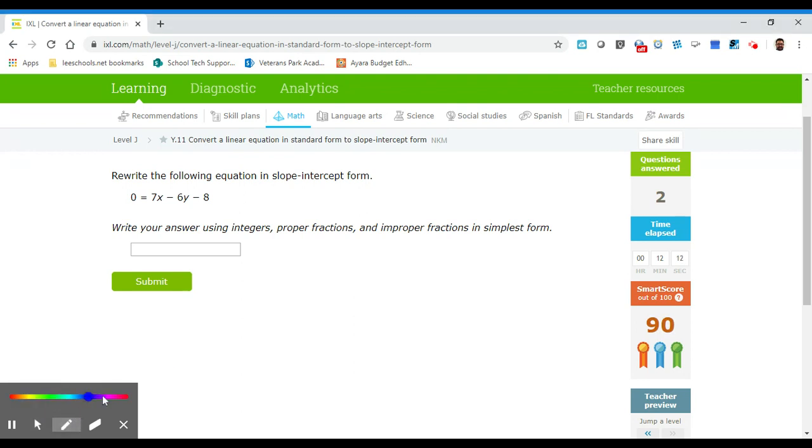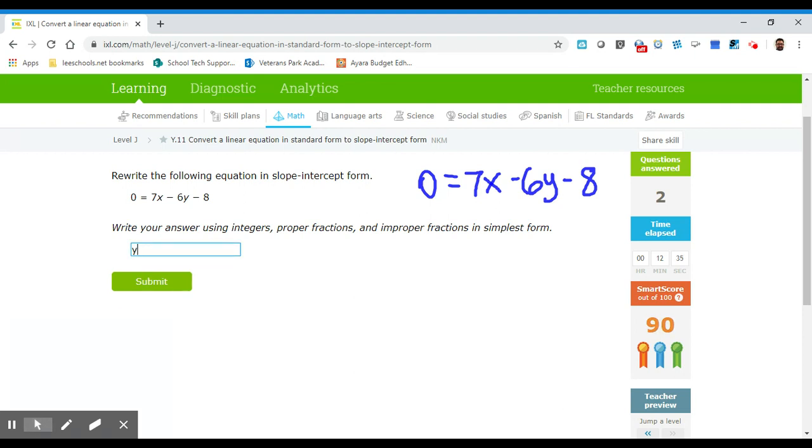So we're going to do it very similar to how we did it last time, but let me just review with you how to do that. Step number one, write down your equation, which is 0 equals 7x minus 6y minus 8. What we are looking for is slope-intercept form, which is y equals mx plus b.